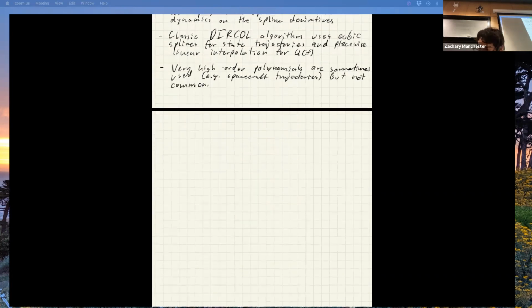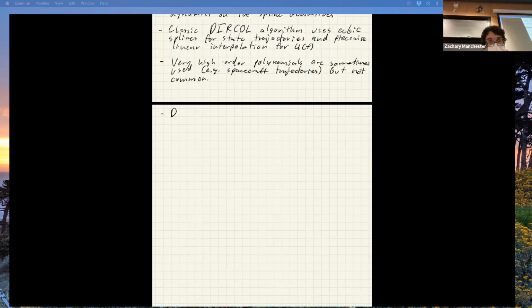This is the one you will see the most. So here's how DIRCOL works. You have your state trajectory, so we'll draw some cartoony x of t. Say you've got something that looks like this, and let's say this is x_k over here.